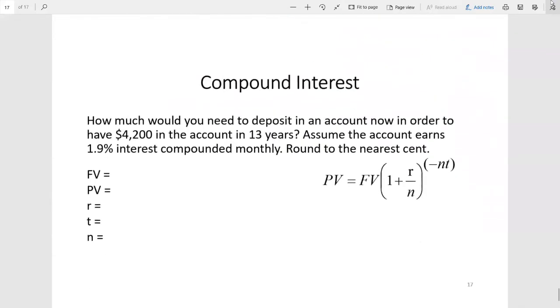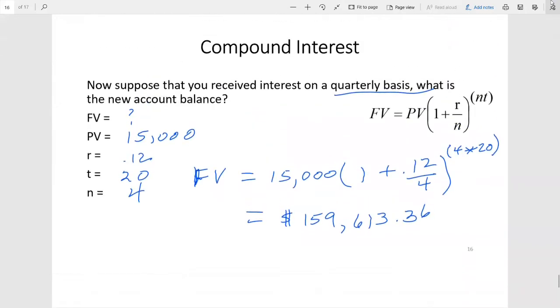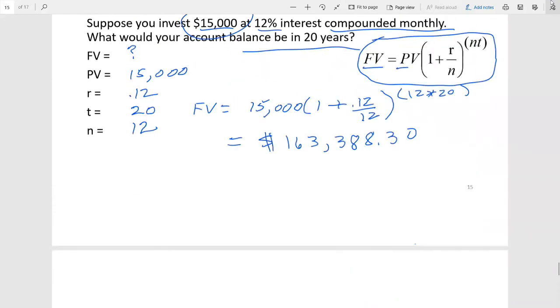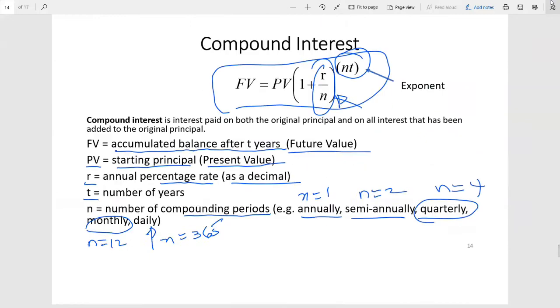Now, we're going to show what you would do if you wanted to figure out what the starting value would be in order to have a certain amount in so many years. Here you're going to use a different formula, and I actually want to show you how that formula would be changed.